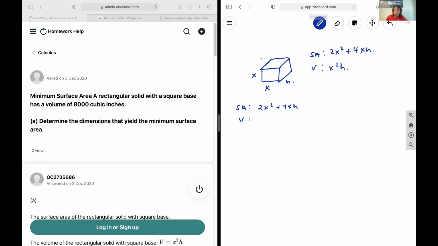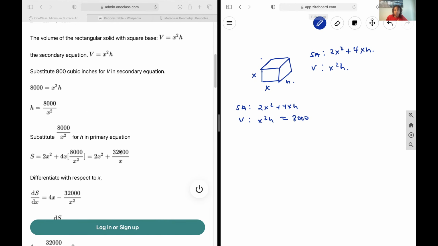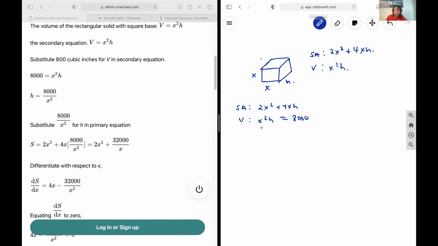And then we have the volume as x squared h is going to be equal to 8,000. And so what we're going to do is isolate for h, and we get h is equal to 8,000 over x squared. We're going to plug this back into the surface area, and we get 2x squared plus 4x into 8,000 over x squared.